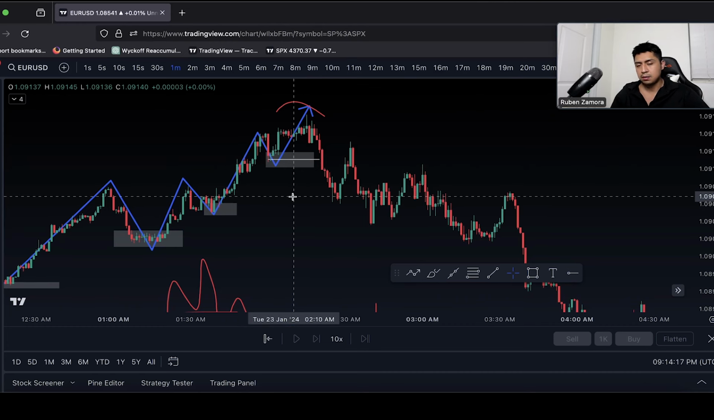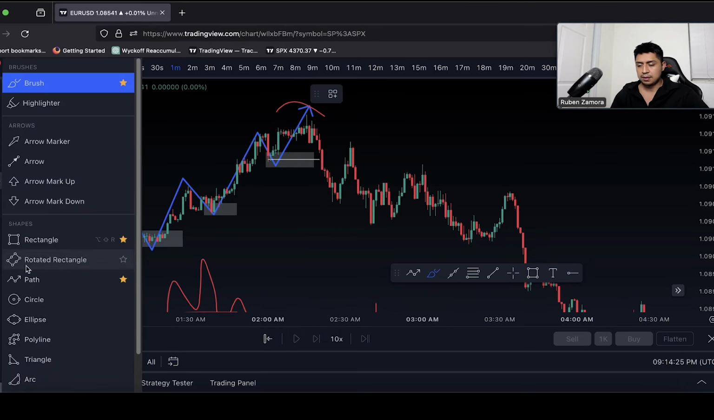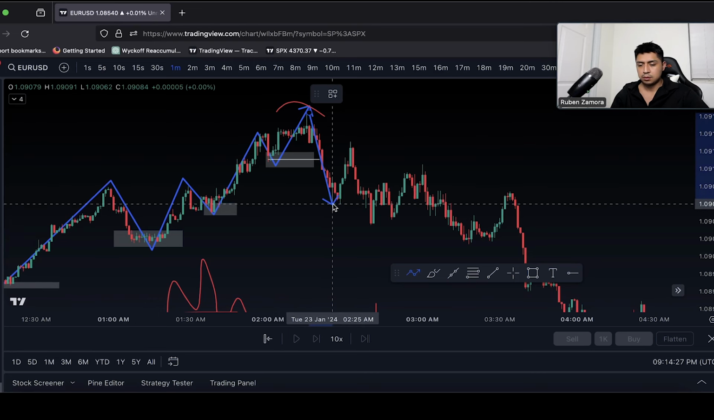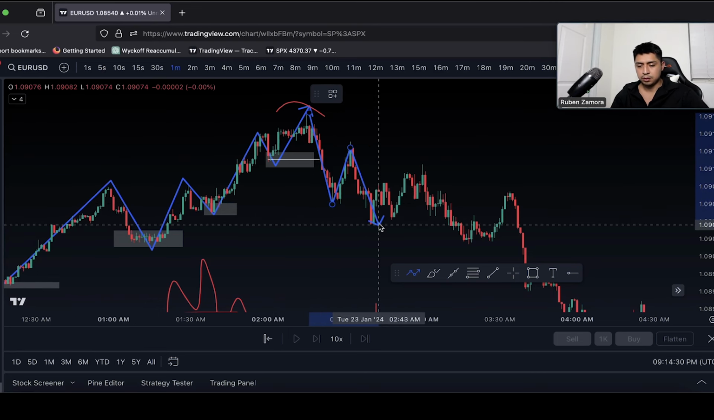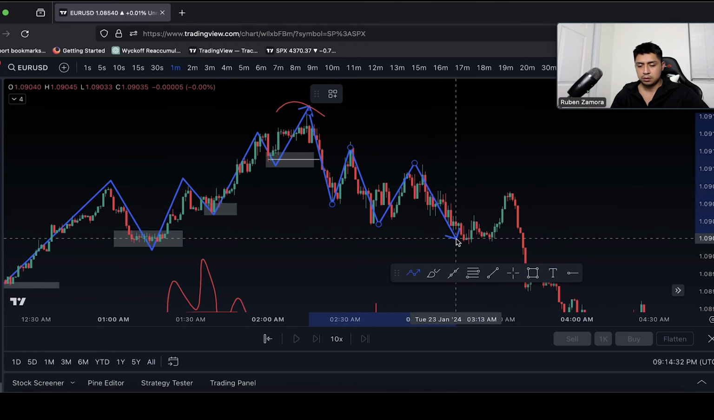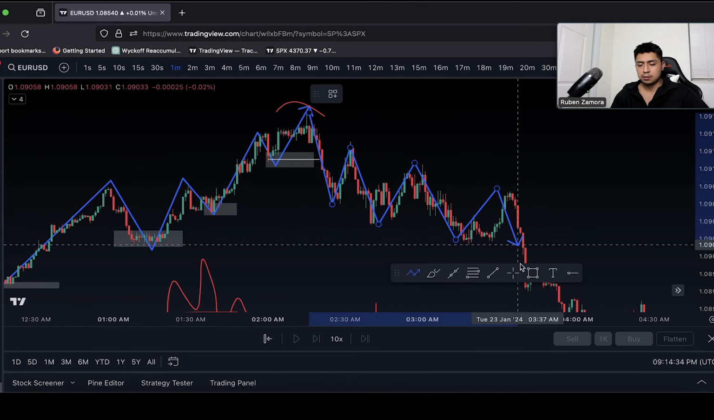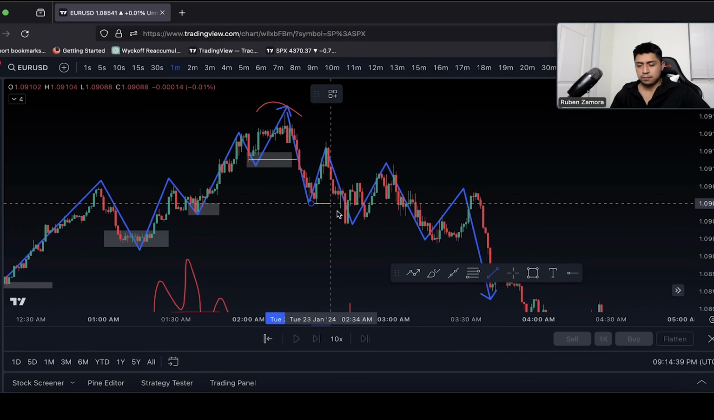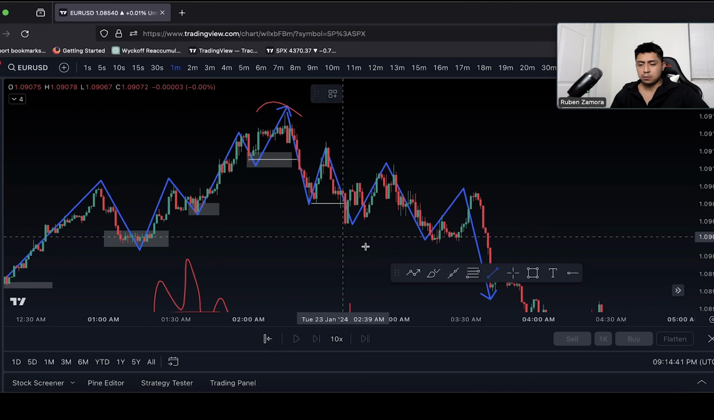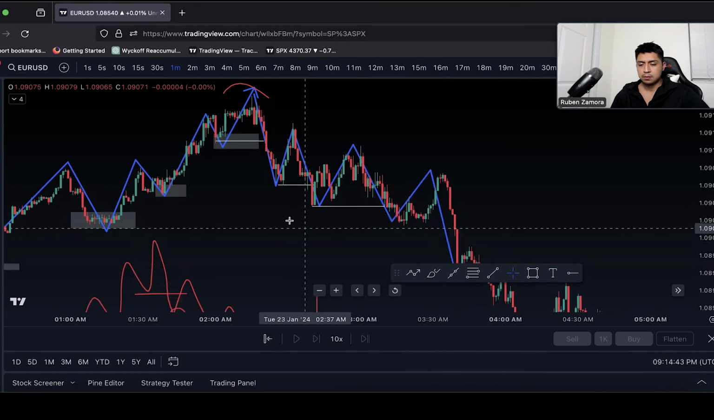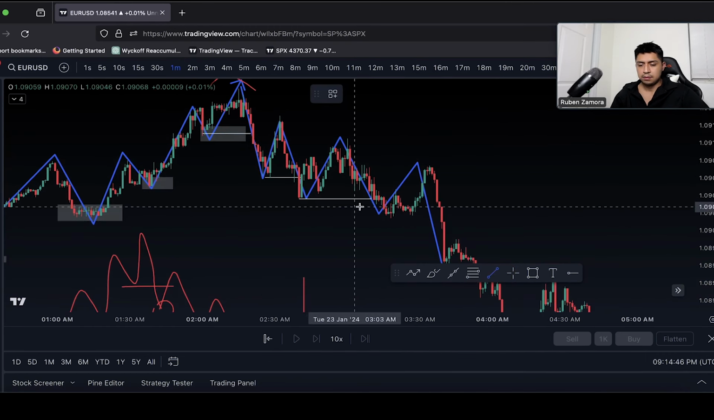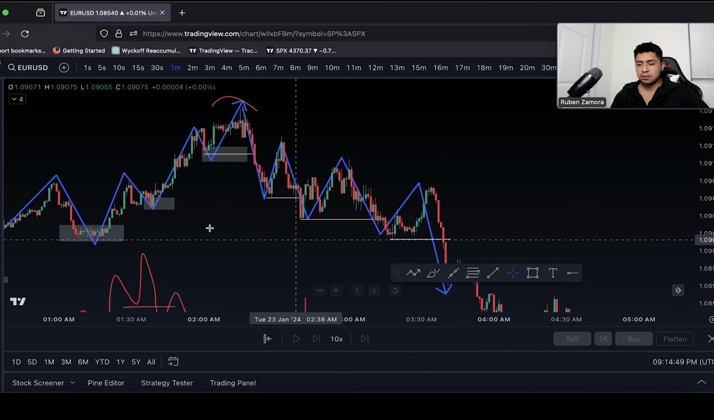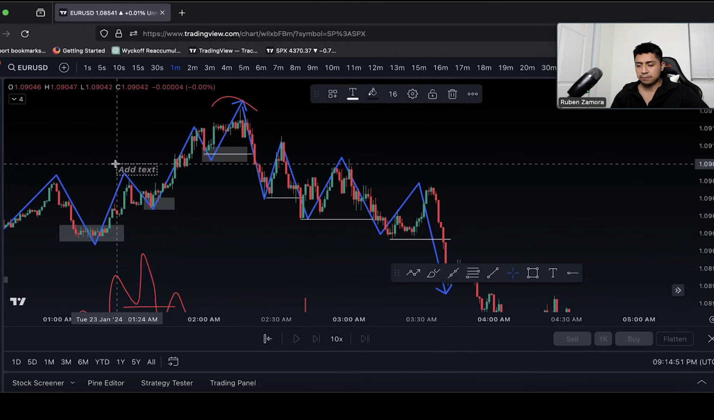Now demand is weak, and supply is strong. So let's do this: lower low, lower high, lower low, lower high, lower low, lower high, new lower low, right? So we have this break, we have this break, and now we have this break. And we can label every single thing here, okay?